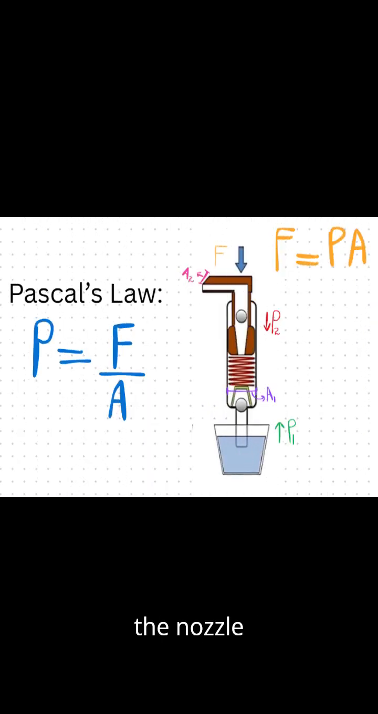When we push the nozzle head down, we apply a force, F, over a cross-sectional area A, creating pressure P according to Pascal's law, which states a pressure change in one part is transmitted without loss to every portion of the fluid and the container walls.